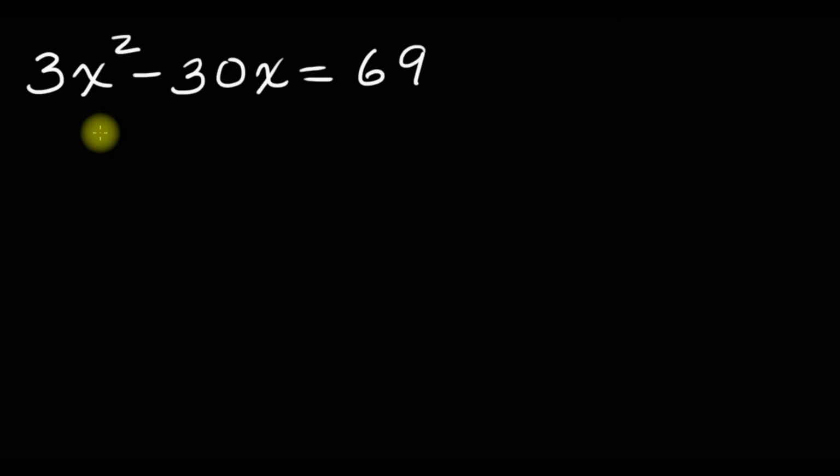Again, we're solving quadratic equations by completing the square. So here we have 3x squared, take away 30x, is 69. We have a procedure of how to solve this step by step. So let's go ahead and take a look at step number 1.